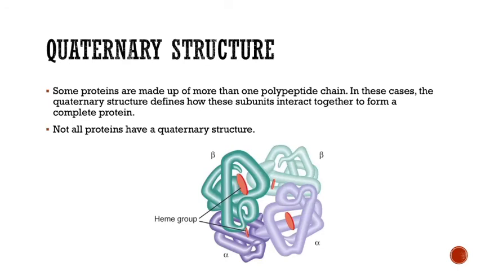And then it's important to note that not all proteins have quaternary structures. If a protein only has a single subunit and doesn't need more than one subunit in order to function, it won't have a quaternary structure. It'll only have a tertiary structure. So the quaternary structure is just how the different polypeptide chains interact with each other to form a completed protein.